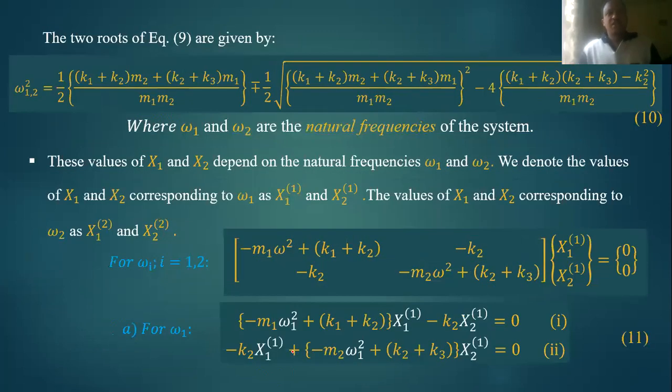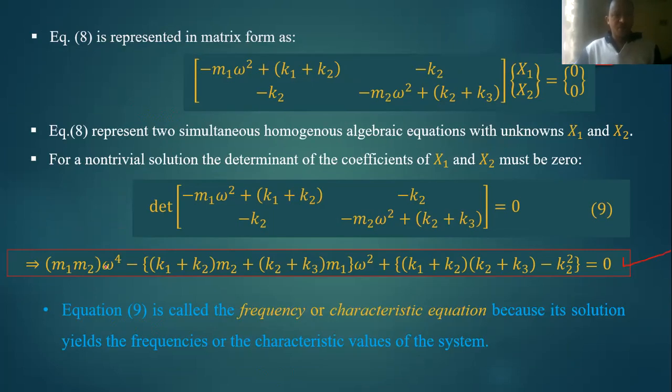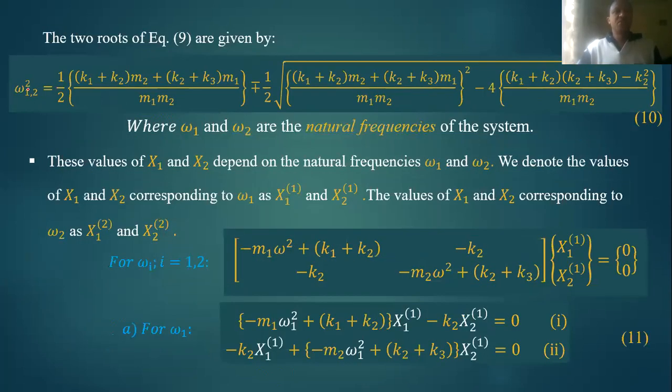So from that, we can find two roots. Here it is the power of 4, in terms of omega, it is the power of 4. So considering omega square, the two roots of omega square are obtained from this equation.